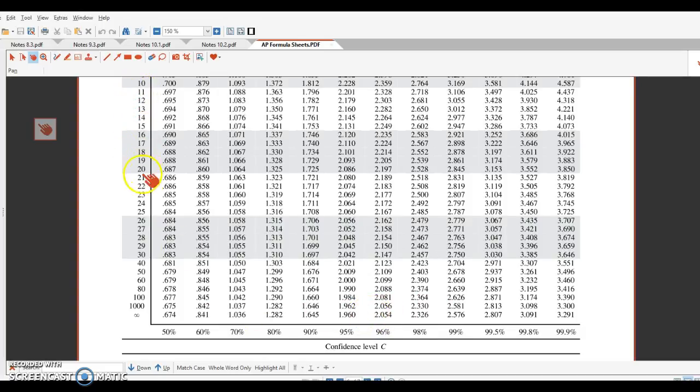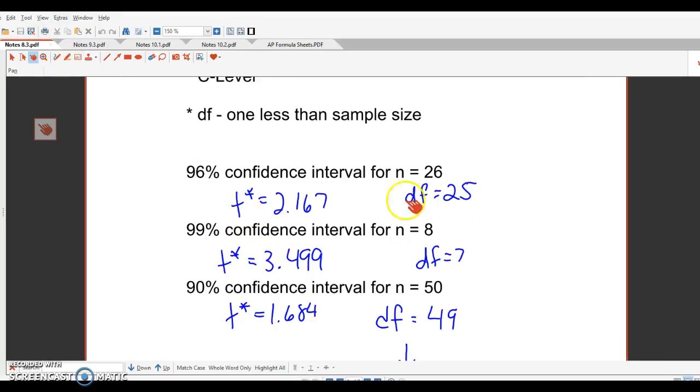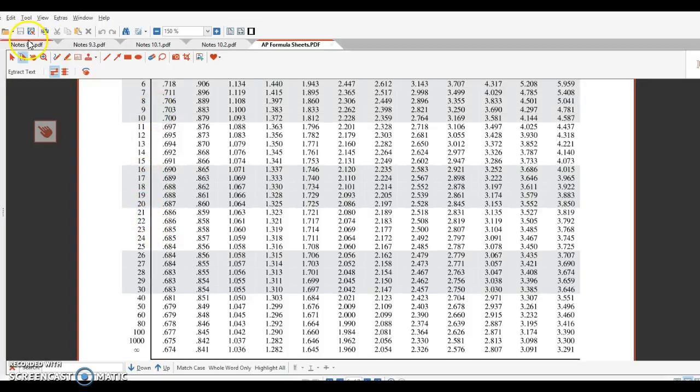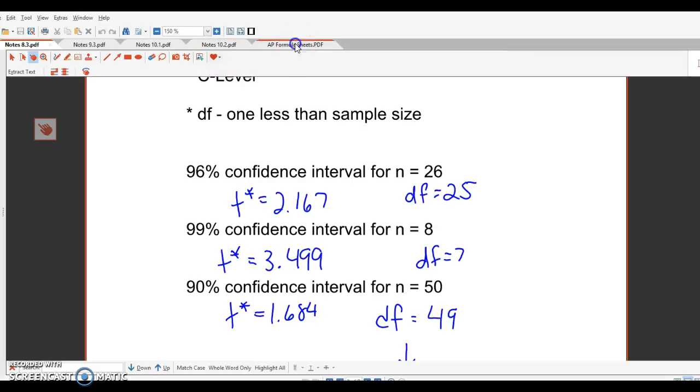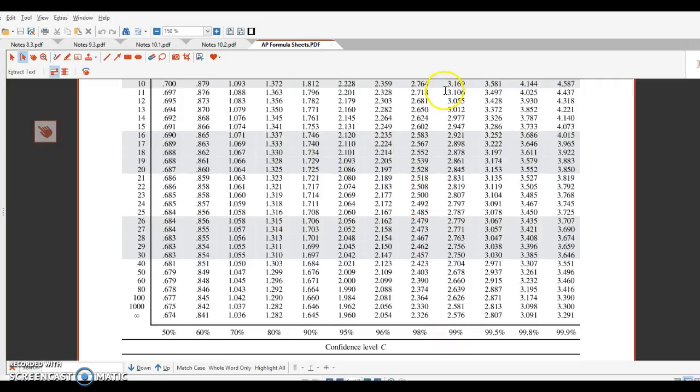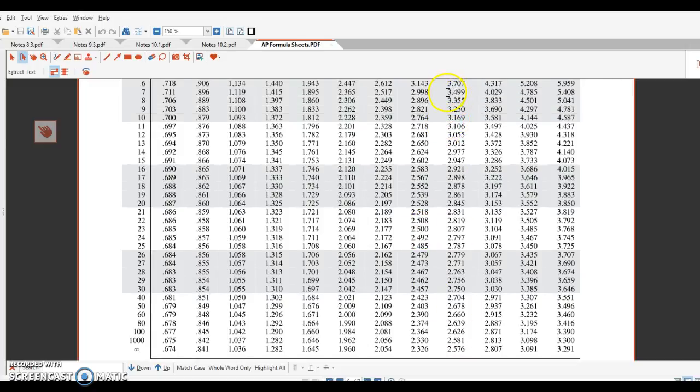This is just a little bit more complex. We have to look at one less than the sample size, and then over to the correct confidence level, and there is 2.167 would be the t-star that I would use in my interval. So 99% confidence for n equals 8 means I need to go to 7 degrees of freedom, scroll up, and then look at 99% confidence. So 7 degrees of freedom, 99% confidence, which will be this row right here, this column. So I get 3.499, and so on.